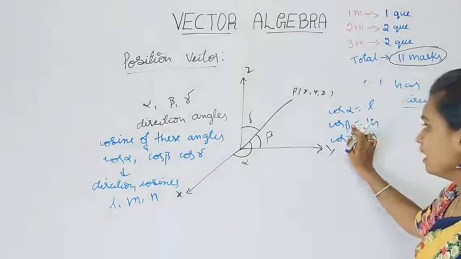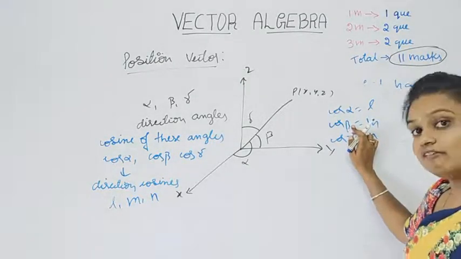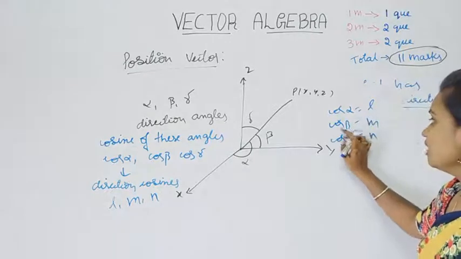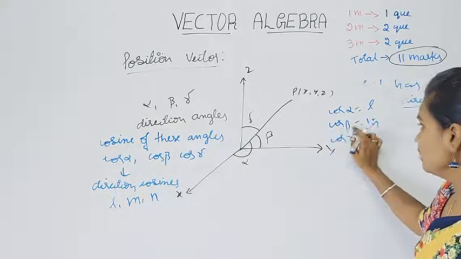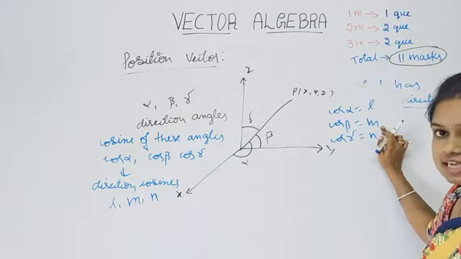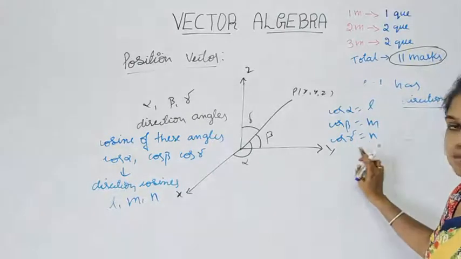Theta is the angle between position vector and y axis, right? Cosine of this angle, that is cos beta, is equal to, it is denoted as m. Similarly, cos gamma is equal to what?